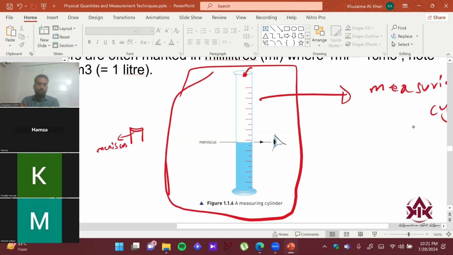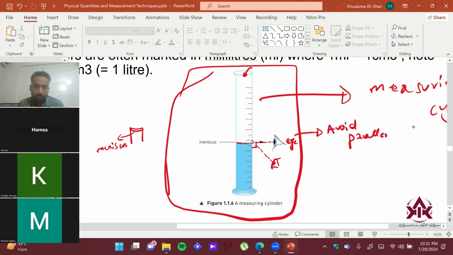So you want to look at this level perpendicularly. You want to keep your eye in such a way that the lower meniscus is in line with your eye, making a perpendicular angle with the surface. There you can see the actual answer, right? If your eye is over here, you're gonna see something else, and you're gonna overestimate the answer. You want to always keep your eye perpendicular so that you avoid parallax error.